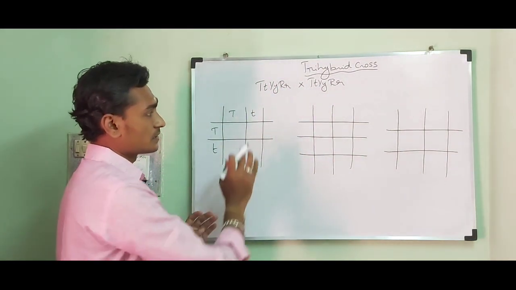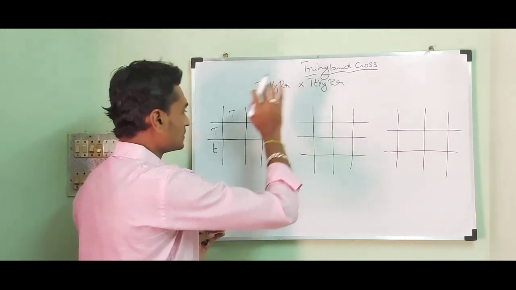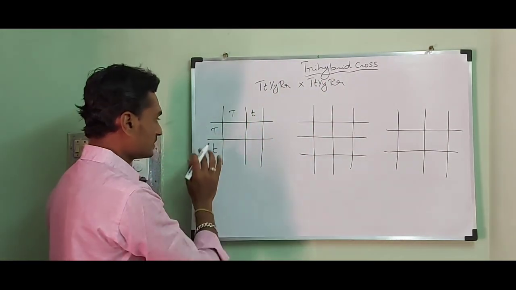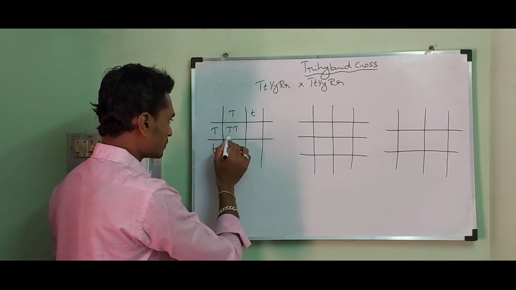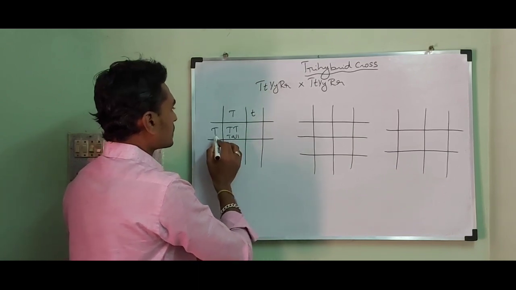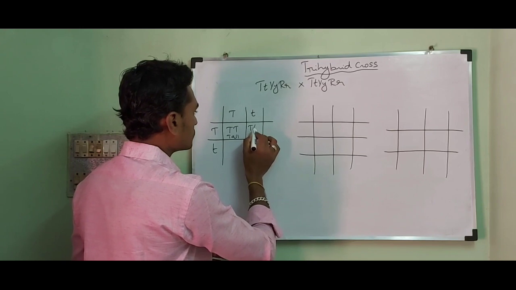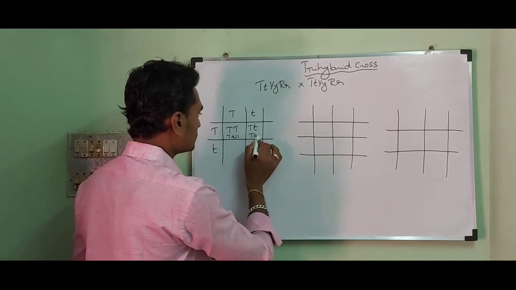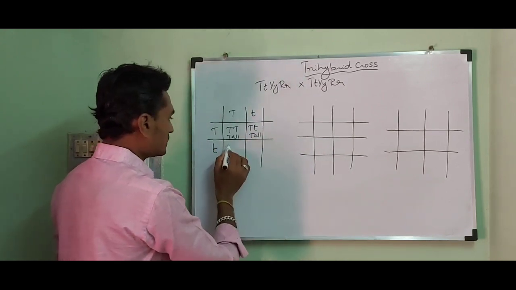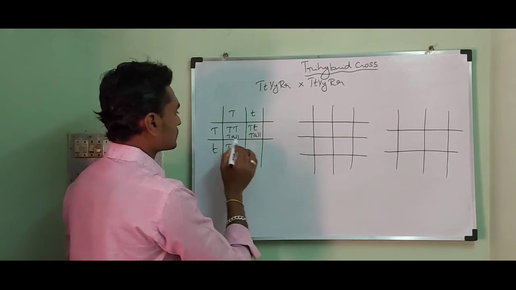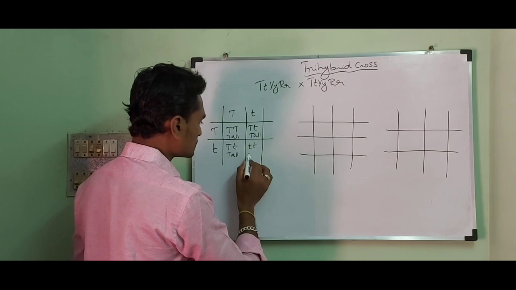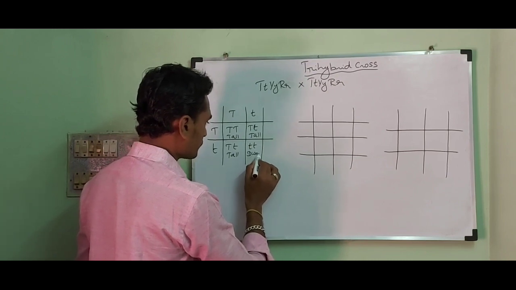I am taking gametes between these two individuals, capital T, capital T. So this results in capital T, capital T, homozygous dominant, tall. Capital T, small t results in heterozygous, tall. Capital T, small t results in heterozygous, tall. Small t, small t results in homozygous, dwarf.